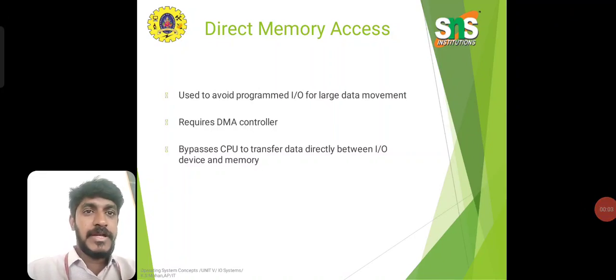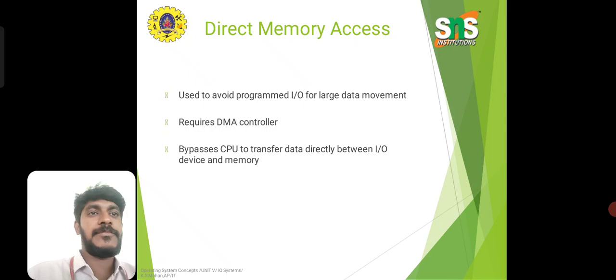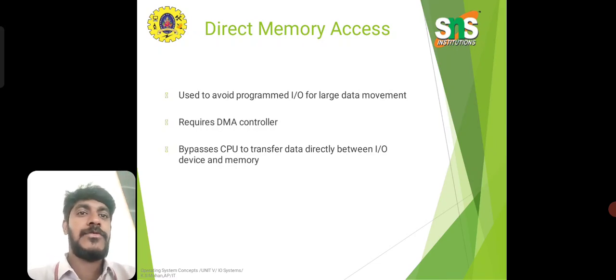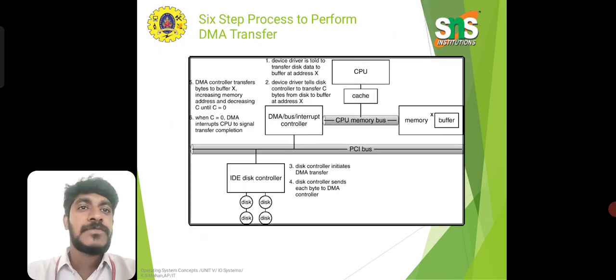In this lecture, direct memory access comes under the input-output system in the operating system. It is used to avoid programmed I/O for large data movement. It requires a DMA controller and bypasses the CPU to transfer data directly between the input-output device and memory. There is a 6-step process to perform DMA transfer.